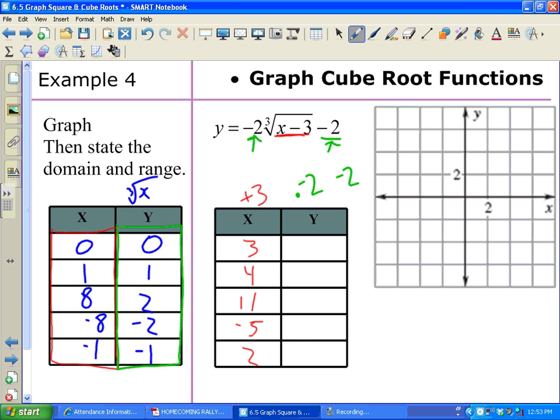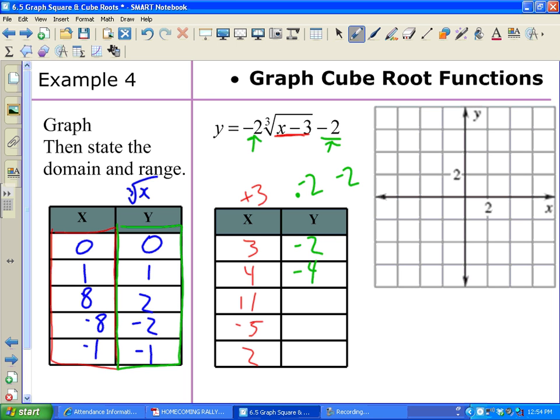That's a big change. Remember I said, hey, some of these graphs are just like their parents. Some of these graphs are going to be very different from their parents. This one's going to be pretty different. Every y value will change by multiplying by negative 2 and then dropping down 2 units. So 0 times negative 2 is 0. 0 minus 2 is negative 2. Next up, 1 times negative 2 is negative 2. Negative 2 minus 2 is negative 4.